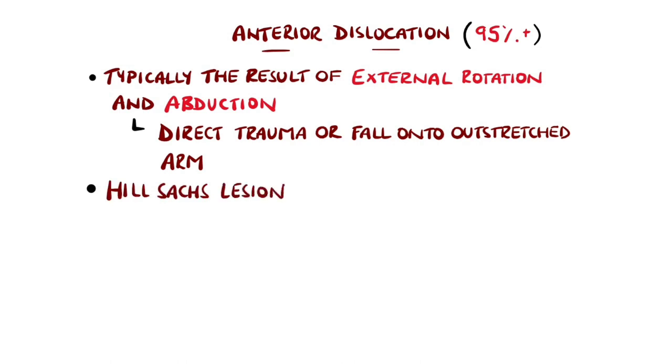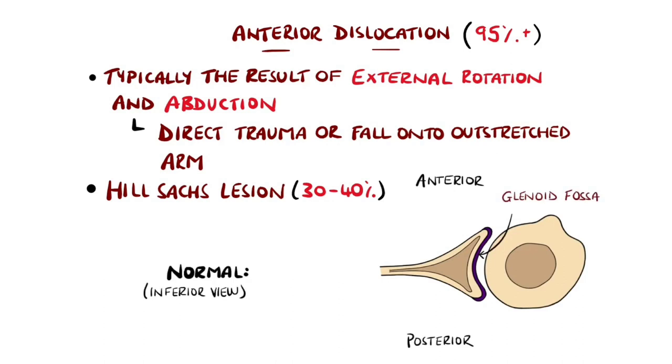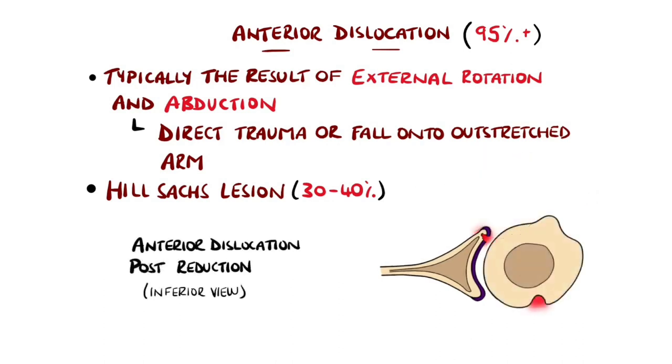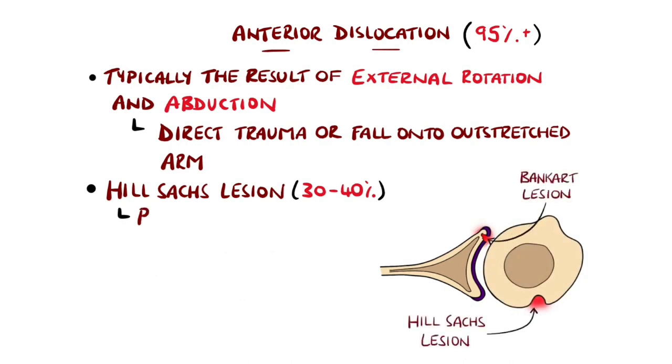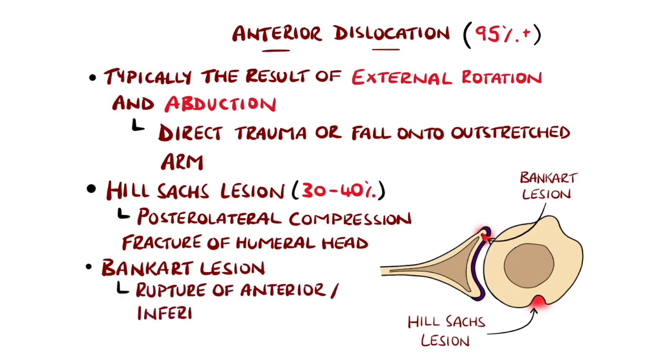In an anterior dislocation, due to the posterolateral portion of the humeral head being compressed against the anterior part of the glenoid labrum, there can be compression fractures on the humerus, known as Hill-Sachs lesions. They are closely linked with Bankart lesions, which is a rupture in the glenoid labrum. These can also be accompanied by avulsion fractures, which are then termed bony Bankart lesions.